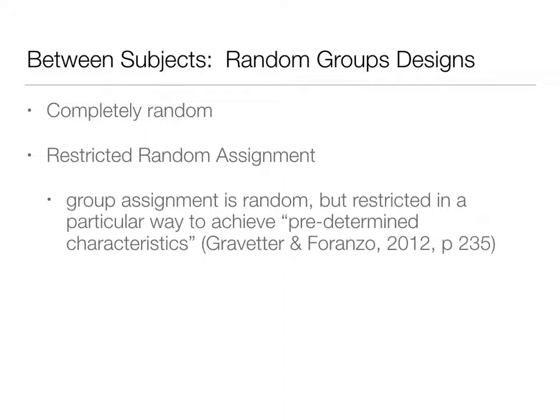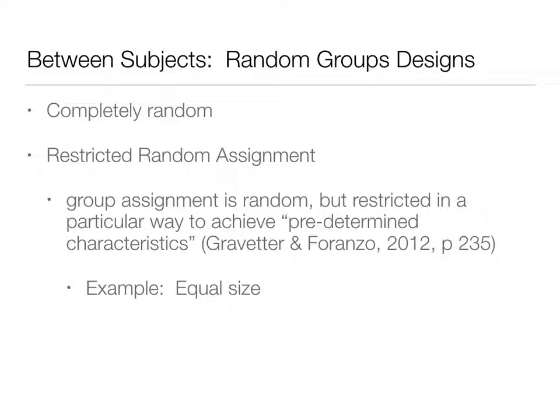This is some sort of assignment. It's restricted in some way to achieve these predetermined characteristics. So most of the research that's done is often this restricted random assignment, and the predetermined characteristic they use is equating the groups, okay? So it's completely random whether you get group 1 or group 2, but we're going to make sure that those groups have equal numbers, right? So again, this equal sample size.